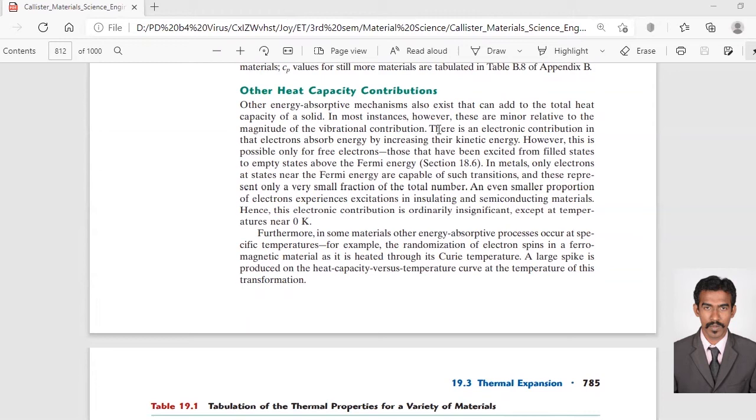The contribution could be minor, but there's an electronic contribution in that electrons absorb energy by increasing their kinetic energy. As I told you, if you provide extra energy, they will get it and increase their kinetic energy. When the kinetic energy increases, they won't stay in a place, they will start moving here and there. However, this is possible only for free electrons, those that have been excited from filled states to empty states above the Fermi energy level. Right?